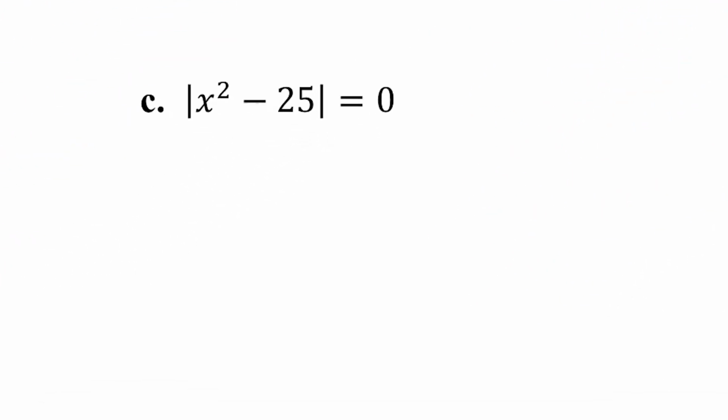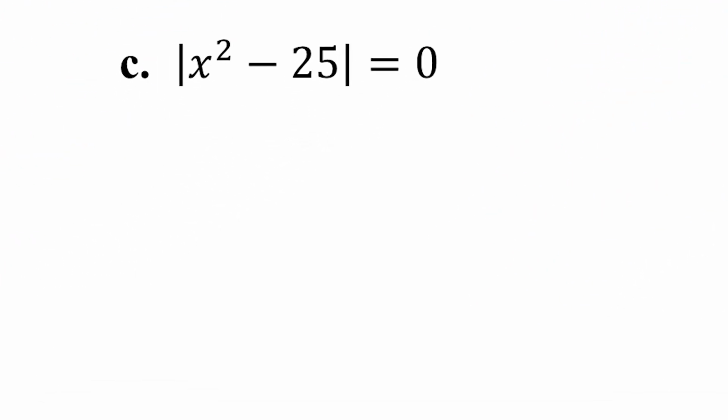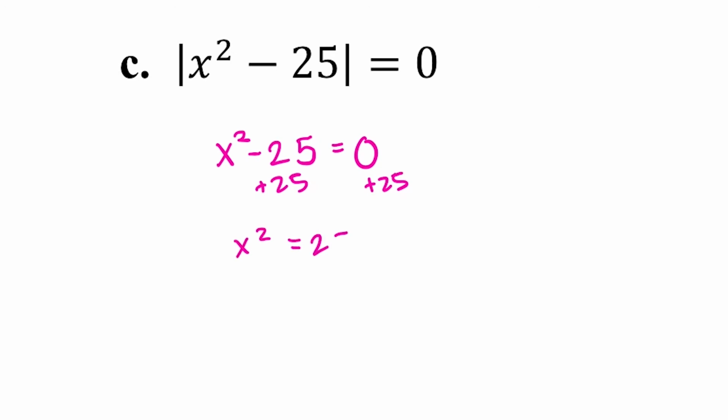Our next example is a special case because the absolute value is isolated, but it's equal to 0. So our distance from 0 is 0. That means we are already at 0, so we're not going to have two equations to solve. We're just going to drop the absolute value and solve the equation. So I can add the 25 to the other side. x squared equals 25. And then how do we get rid of a squared? We undo it by square rooting both sides.